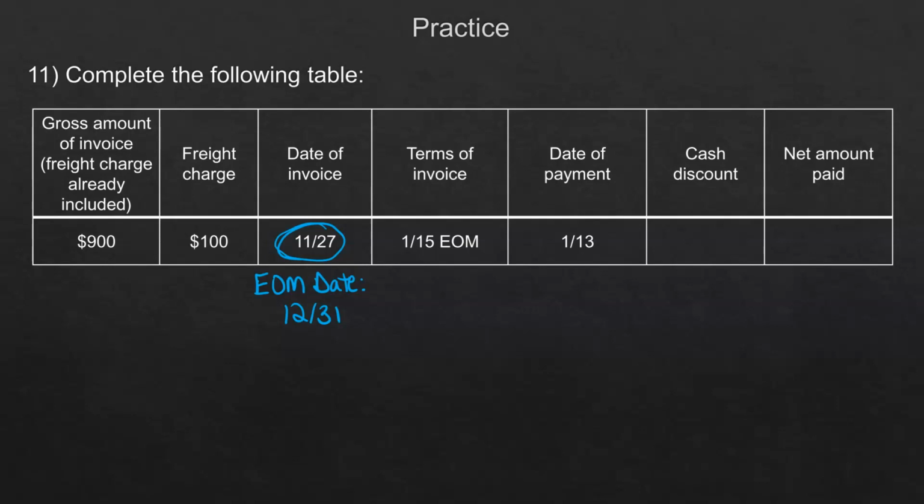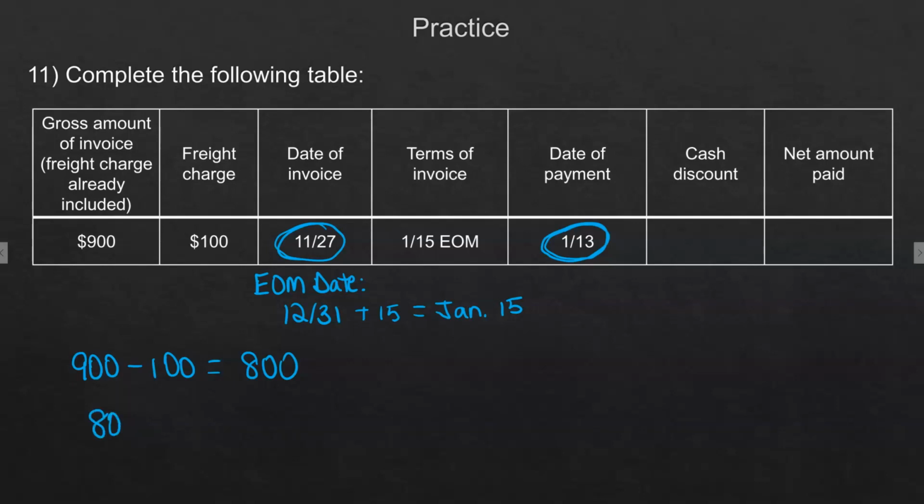Now, on this one, it tells us freight charge already included again. So we're going to do that same thing. We're going to take the 900, subtract the freight, and we get $800. Okay, so do we get to take a cash discount or not? Well, they paid on January 13th, which is just 13 days past our EOM, right? So if we added 15 days for the end of discount, that would be January 15th, and we're paying before that, so we do get a discount.